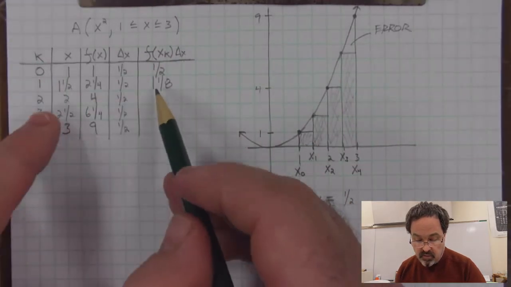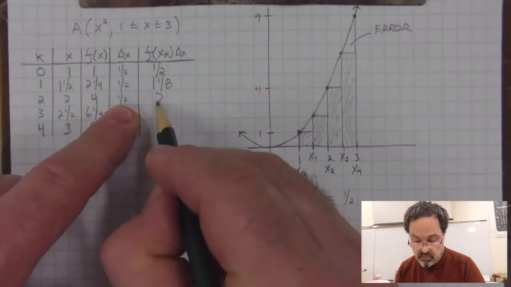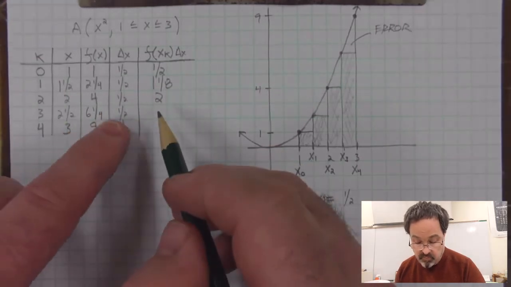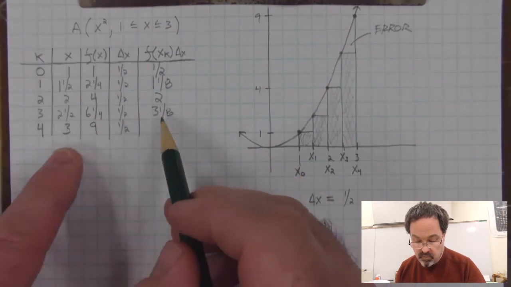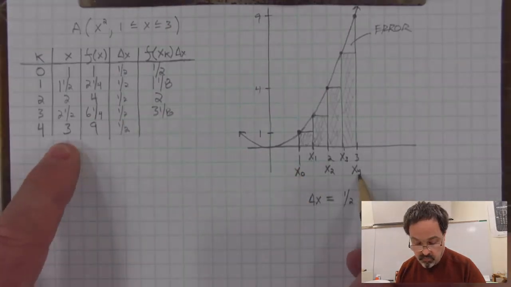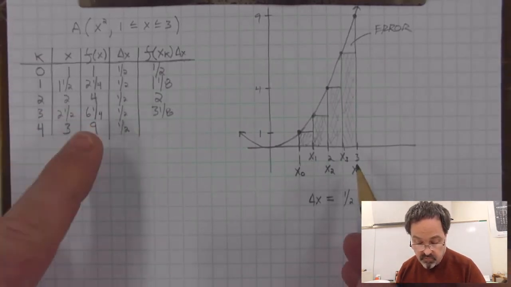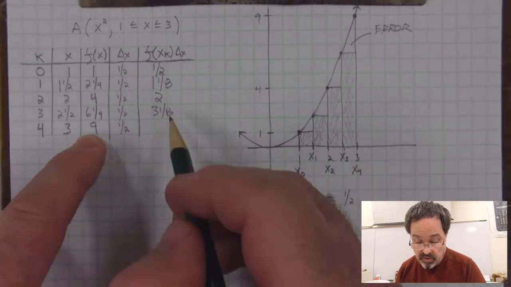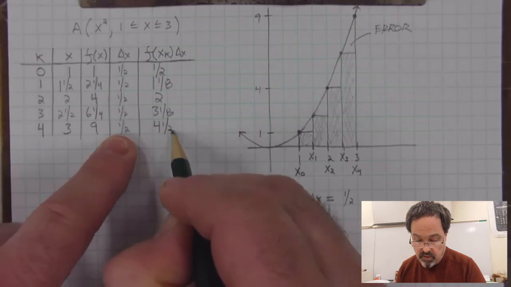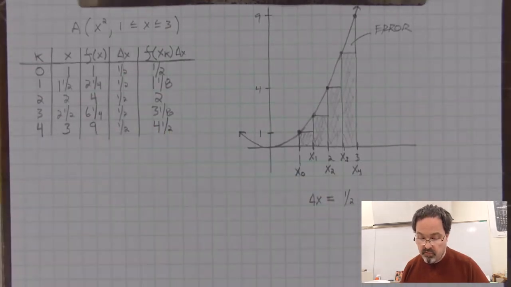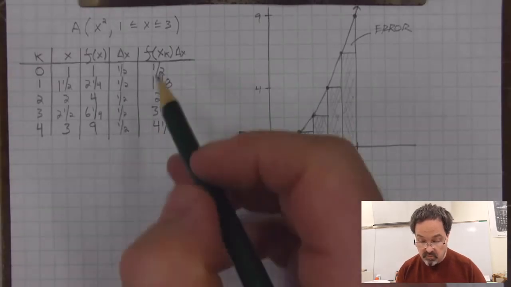We could speed this up. Function value times delta x, which is height times base. And then the last one at x sub 4, which is a k value of 4, a domain value of 3, which produces a height of 9, times a base of 1/2, makes a rectangle whose area is 4.5. So these are all of the areas of rectangles, this column here.